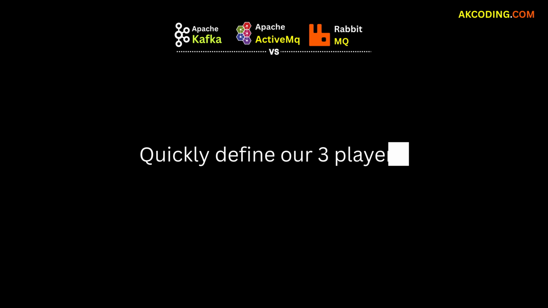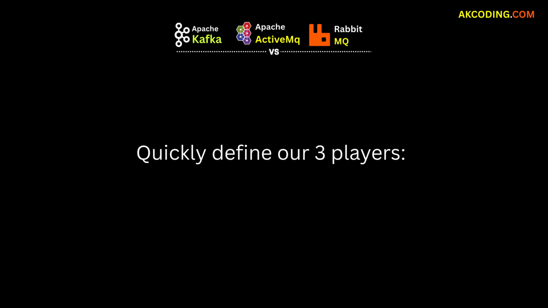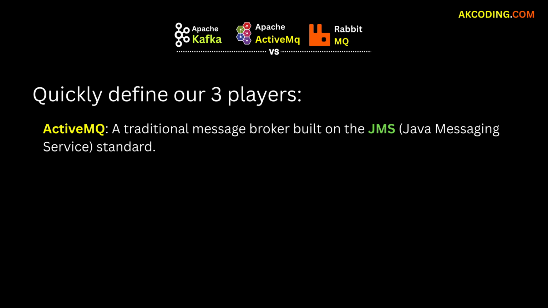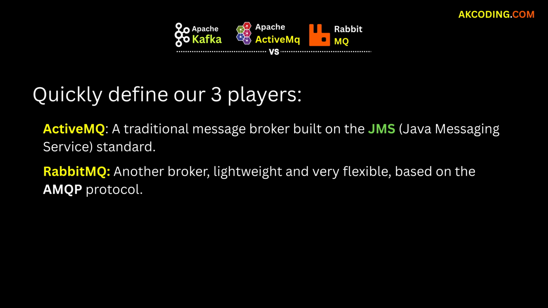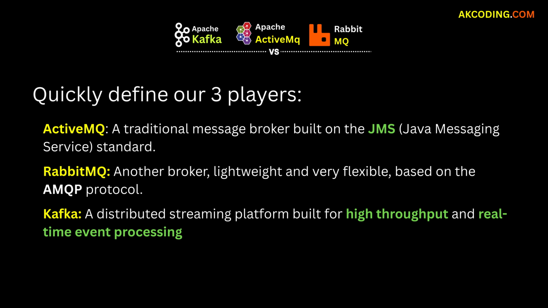Now let's quickly define our three players. ActiveMQ, a traditional message broker built on JMS, that is the Java Message Service standard. RabbitMQ, another broker, lightweight and very flexible, based on the AMQP protocol. Kafka, a distributed streaming platform built for high throughput and real-time event streaming.